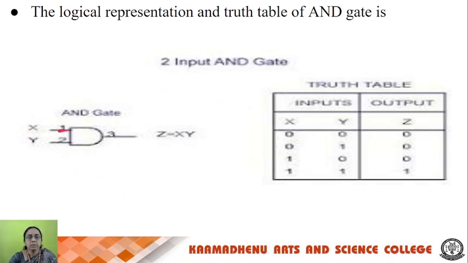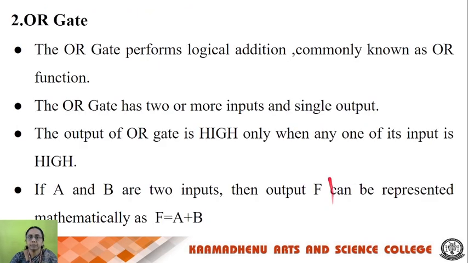In this diagram we have the two input signals X and Y and only one output signal. The output signal is Z. In this truth table we have two input signals and only one output signal. If the two input signals are high, the output will be high, otherwise the output is low.